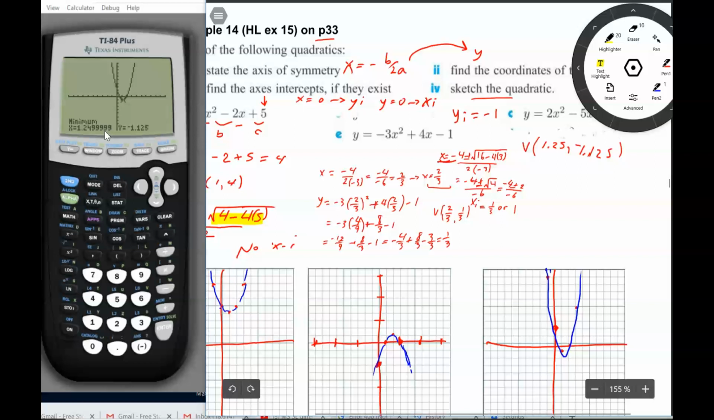It wants to know the axis of symmetry. Axis of symmetry is just the x-coordinate of the vertex with x equals in front of it. So that's the axis of symmetry. And the other thing it wants to know is the intercepts, and the y-intercept is quite easy to find with the calculator. You just do trace 0. Trace allows me to move the cursor around with the arrows to find any point on the graph, but it's actually a really bad way to find the y-intercept.